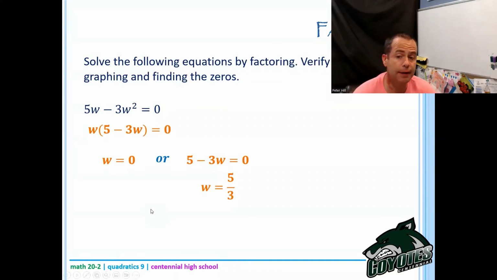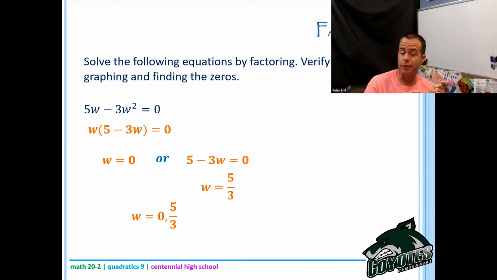Okay, so right now, w is 0 and 5/3. Go ahead, grab your graphing calculator, just like we did yesterday. Plug that original equation in and verify that you're going to get 0 and 5/3 as the x-intercepts. Either y2 is 0 and you're solving for the intersection points, or if you have a Casio, you can solve for the root.